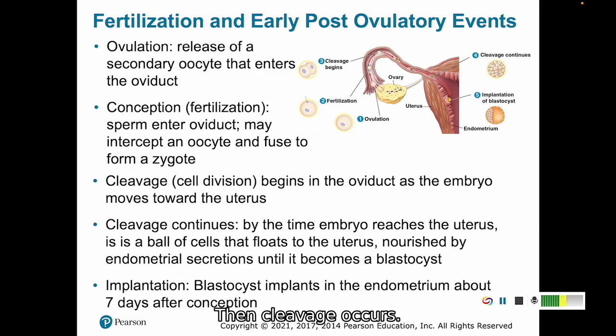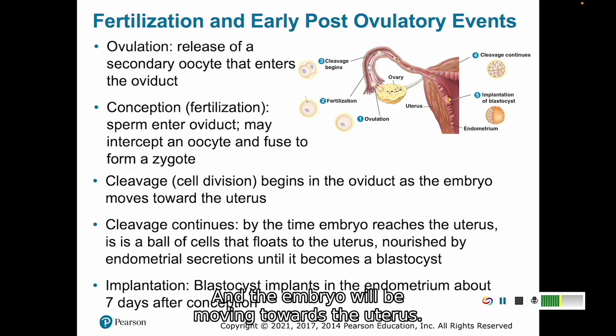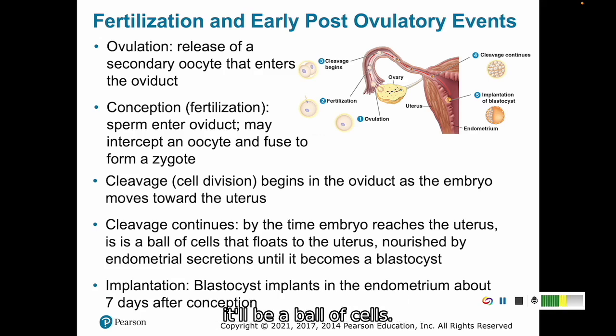Then cleavage occurs. We discussed cleavage earlier this semester. This is cell division without cell growth. Cleavage will occur in the oviduct, and the embryo will be moving towards the uterus. Cleavage will be continuing by the time the embryo reaches the uterus. It'll be a ball of cells. So here at this stage, it'll float around in the uterus. It'll be nourished by endometrial secretions.